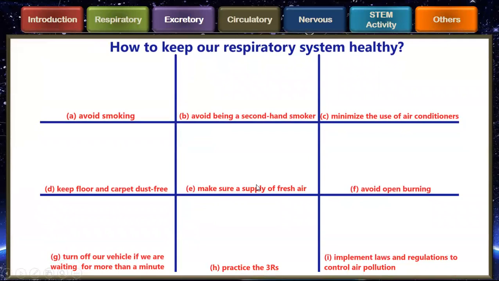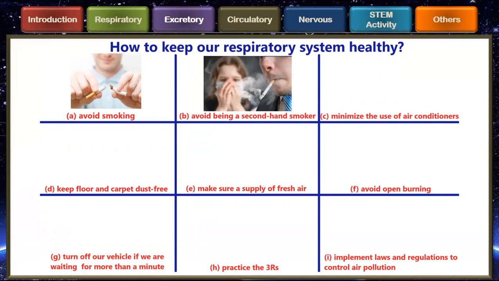So what should we do? How can we keep our respiratory system healthy? Then do the following. Number one, avoid smoking. Don't smoke. Stop it. Avoid being a secondhand smoker. If you see someone smoking, go away from them.